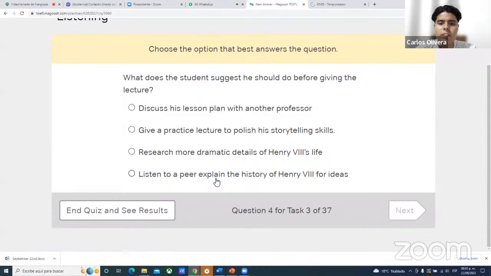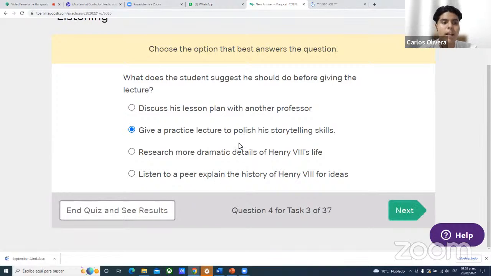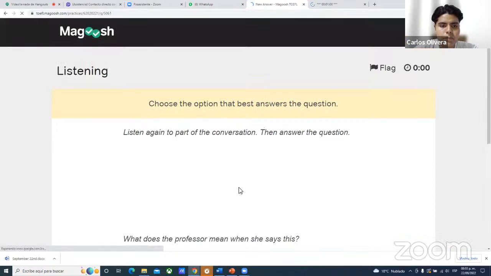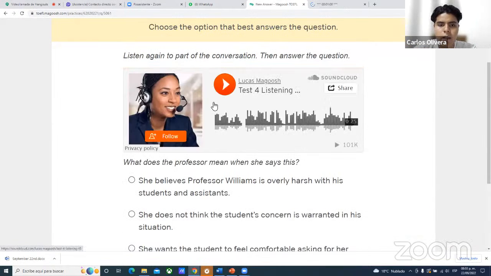What does the student suggest he should do before giving a lecture? Discuss his lesson plan with another professor, give a practice lecture to polish his storytelling skills, research more dramatic details of Henry VIII's life, or listen to a peer explain the history of Henry VIII for ideas. In this case, it is give a practice lecture, right? To make, as he said, a rehearsal, to have somebody volunteering to listen to the class before he delivers it. I think this is very clear. He said this very easily during the lecture. And finally, let us listen again to this part so that we can respond.